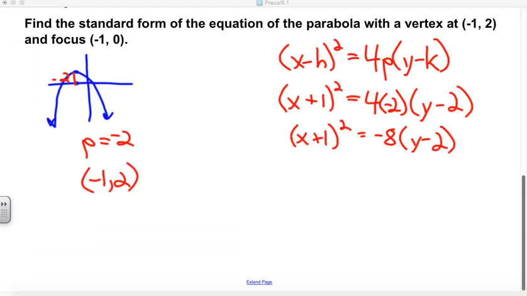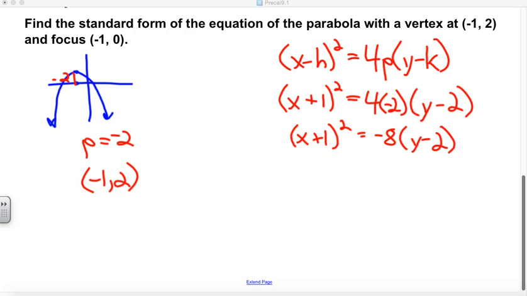All right, so on this last one right here, you've got a vertex at -1, 2. So we plot it, and then we plot the focus at -1, 0. So obviously this parabola is going to be going down, which means that p is a negative value, and the distance between the vertex and focus is 2, so p is going to be -2. And then of course our vertex is at -1, 2. So we take those and plug them into the vertical parabola formula, x minus h squared equals 4p times y minus k. When we plug in -1 for h, we get x plus 1 squared. And we plug in -2 for p. That gets us -8 when multiplied by 4. And then we plug in 2 for k, so we have y minus 2.